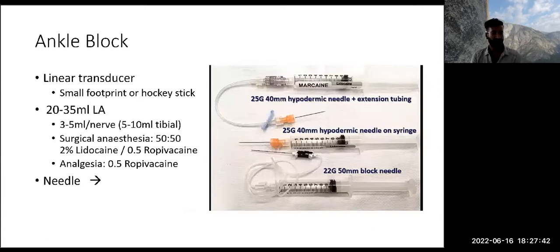Most of the nerves you can get away with 3 to 5 mils of local anesthetic, except for the tibial nerve, which definitely needs a little bit more volume. And there's a few needling options. You could go the standard block needle, shorter block needle attached to a syringe with a longer extension, or a sharp needle directly attached to a syringe, or a short extension are some options.